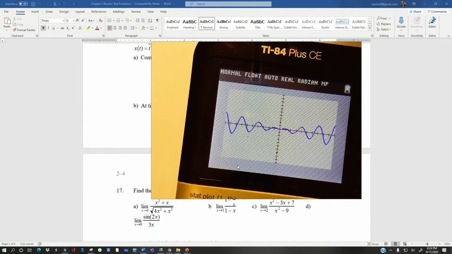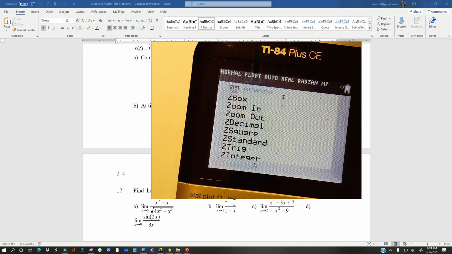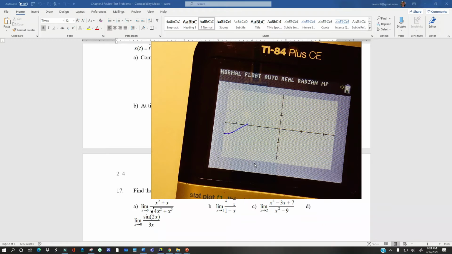Well, let's see if I can trace 0, enter, and then I'm going to zoom in. I really want to zoom in around that point of interest. It looks like 0 to me. But I know it's not 0 because I know some things about this function. So it's telling me when x is 0, y is 0.